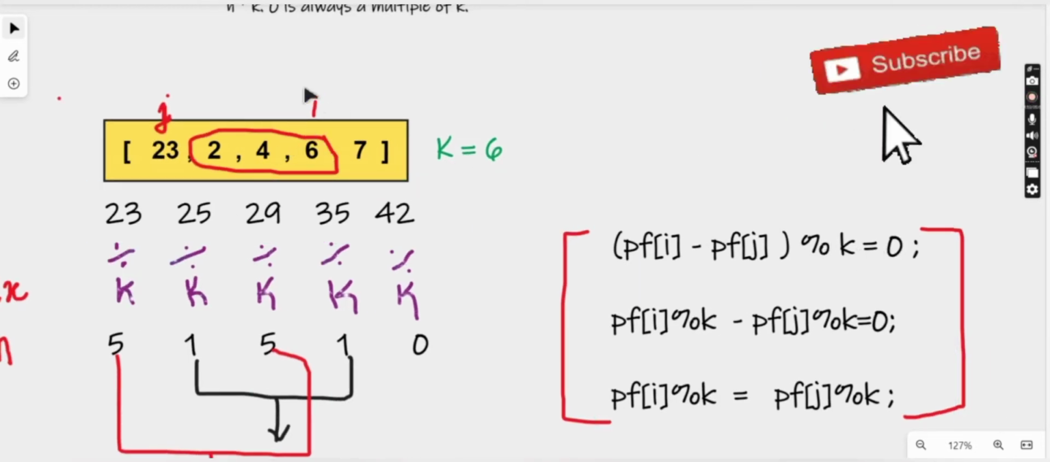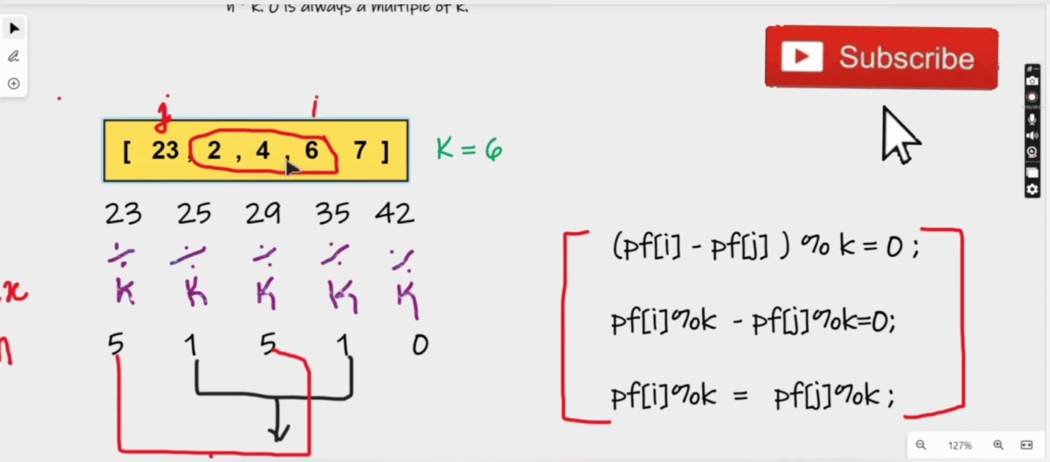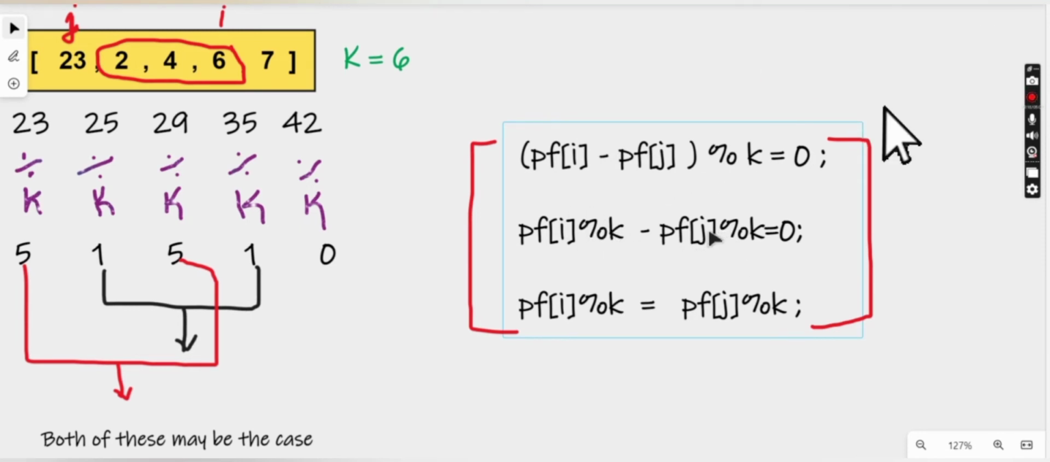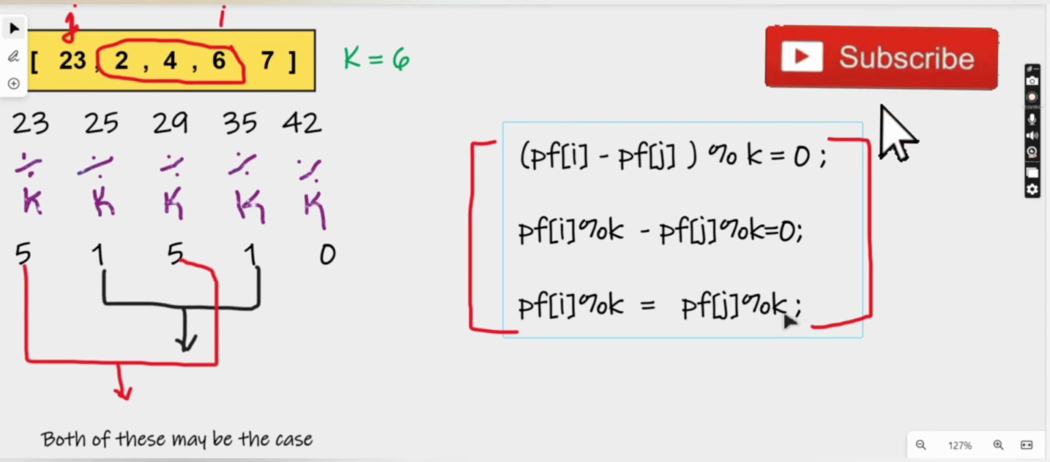So we have to find these kinds of indexes, and if we are able to find them, then we will return true, otherwise we will return false. So this is our main motive. So what we can do is simplify this expression again. We can take modulo of these elements separately, and then move one element to the right-hand side. And what we will get is prefix of i modulo k equals prefix of j modulo k. So this is the base condition that we have to check.